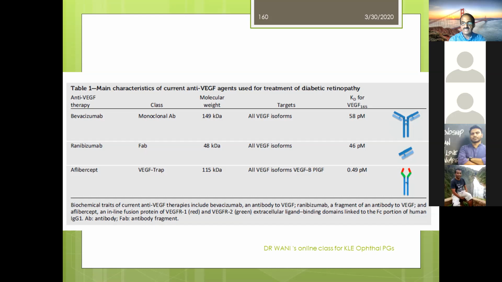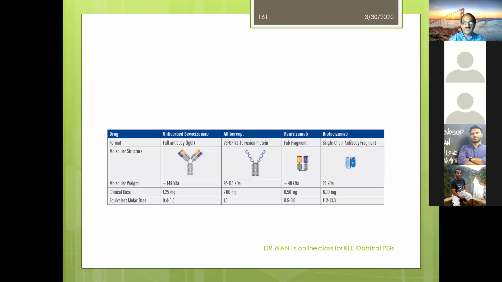So you can see that the red one is domain 1 of receptor 2 and domain 2 of receptor 1, and the green one is domain 3 of receptor 2. There are 2 receptors for VEGF. So they have taken those receptors, copied them and put them on this molecule. So the VEGF molecule thinks that these are the receptors on the cells, and binds to them.